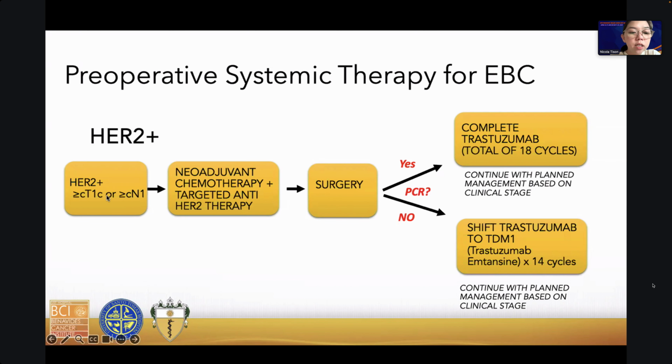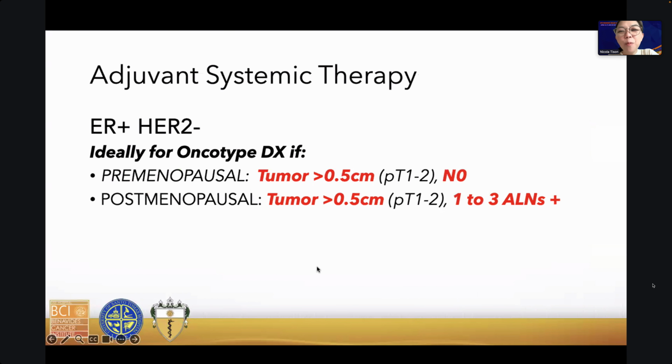So even if it's early, very easy to do a BCS, very easy to operate on these patients, we do this neoadjuvant therapy to improve our overall survival and disease-free survival outcomes. Now, more confusing would be how to recommend adjuvant therapy for patients who have luminal cancers. Because here is where the genomic assays come in. So, if you look through NCCN guidelines, it would recommend the 21-gene RT-PCR or the Oncotype DX.